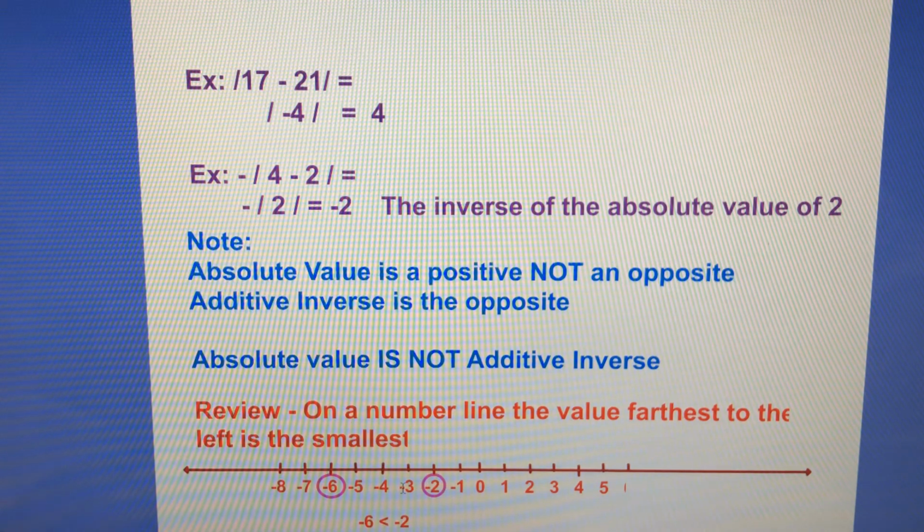You can look on a number line, and I just want to review for a moment that on a number line, the value farthest to the left is the smallest number.